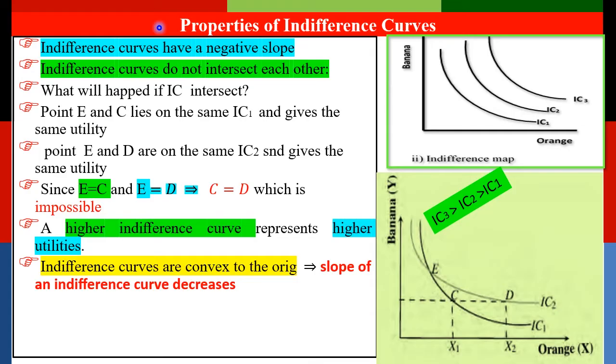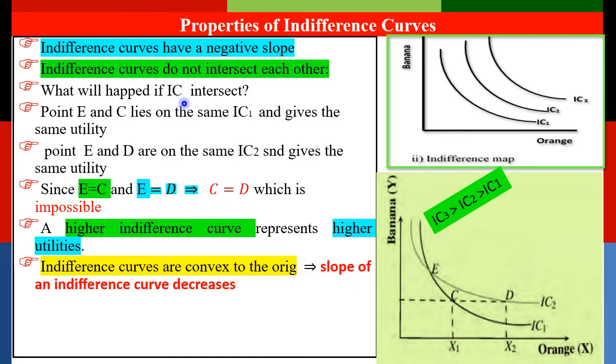Today we are going to discuss the properties of indifference curves. Indifference curves have a negative slope, just like this one. It slopes downward, negatively sloping downward. Indifference curves do not intersect each other, just like this one. For example, this is wrong. They never cross each other.